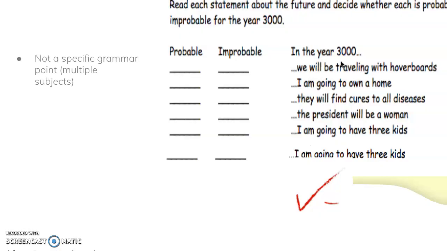Here's another poor example. It says, read the statement about the future and decide whether it's probable or improbable for the year 3000. I mean, it's a good scenario. It really could be. It has potential. But I don't have a specific grammar point, right? I have all sorts of subjects going on. I have we, I have they, I have the president. And then I look at the different forms of it.